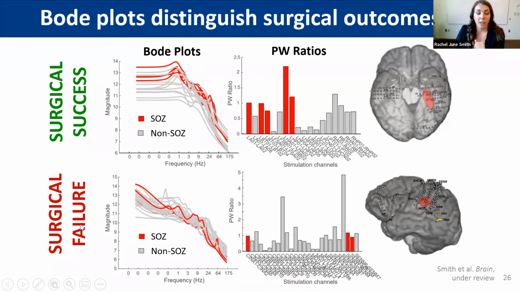Whereas for a surgical failure on the bottom, we're seeing that the Bode plots weren't really distinguished between the seizure onset and non-seizure onset regions. In this patient, we assume that either there were some regions that were still left in that were epileptogenic, or maybe, we don't really know what happens in surgical failures a lot of times. But it's interesting to see that in the failures, our predictions mismatched what the clinicians were seeing.